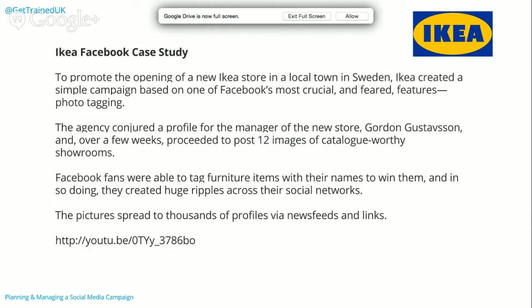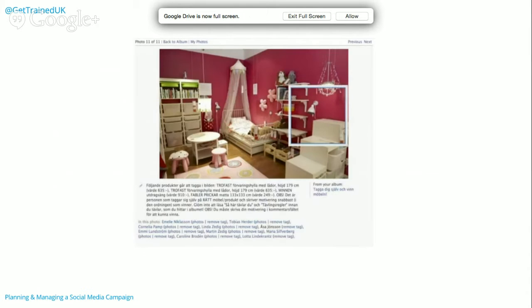There's the YouTube video there about the case study, and here's one of the snippets from the case showing exactly how the Facebook app was working, that people could highlight the particular piece of furniture and tag it with their name, as you can see there, and then all the winners. And of course, when they announced all the winners, the people were delighted with what they'd won, so they were sharing it again on Facebook. And again, it just continued this wonderful awareness about this new store, and quite an innovative and creative way to think about how you would launch a new product or service.